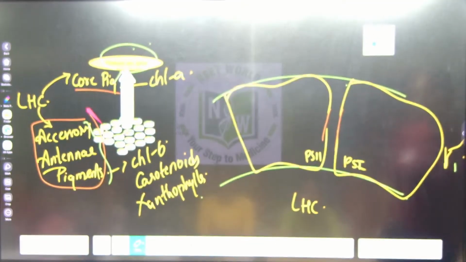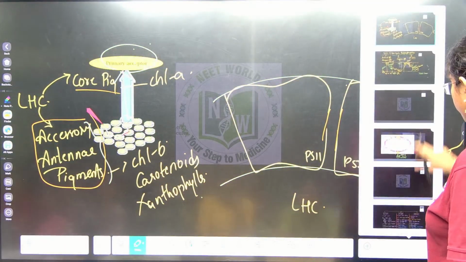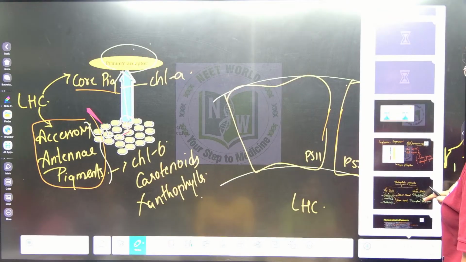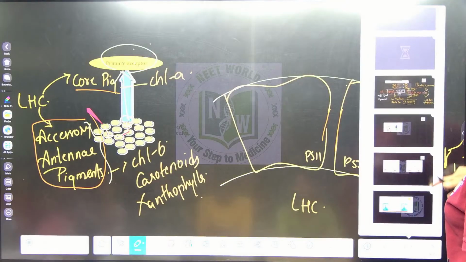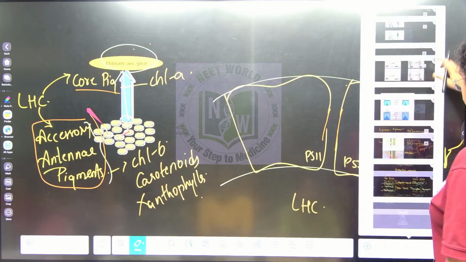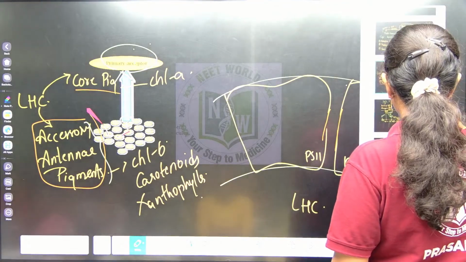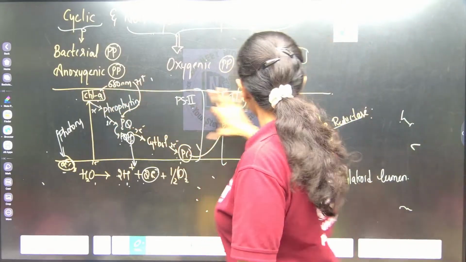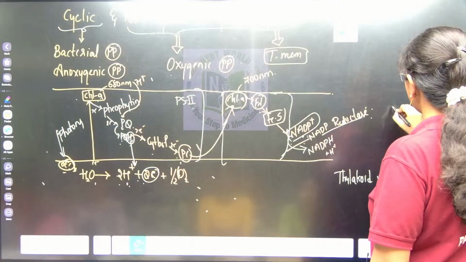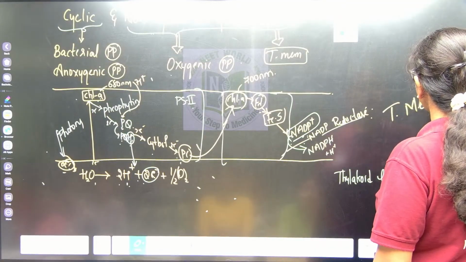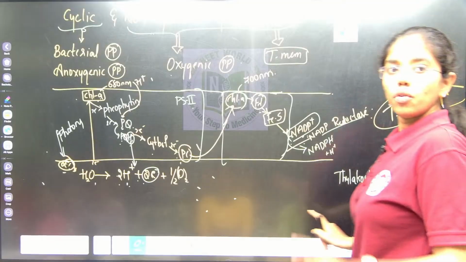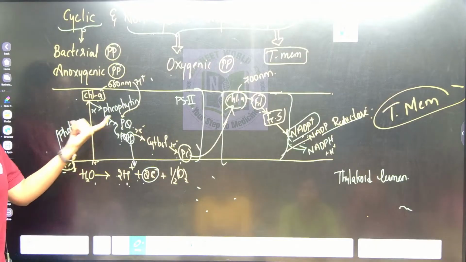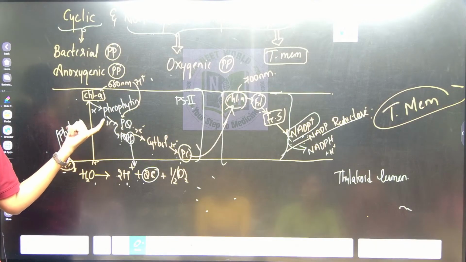Now, let's begin with the light reactions. For that, what did we learn? Non-cyclic photophosphorylation, right? First, consider this as the thylakoid membrane or thylakoid lamellae, and this is the thylakoid lumen. The first step is absorption of light in the form of photons. It is done by the light harvesting complexes present over here.